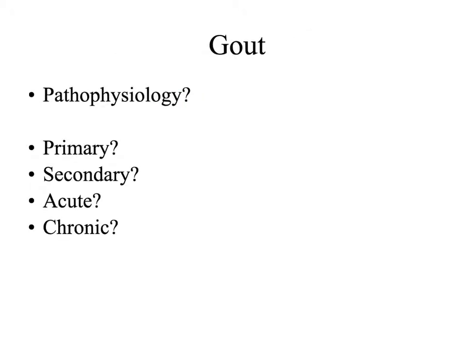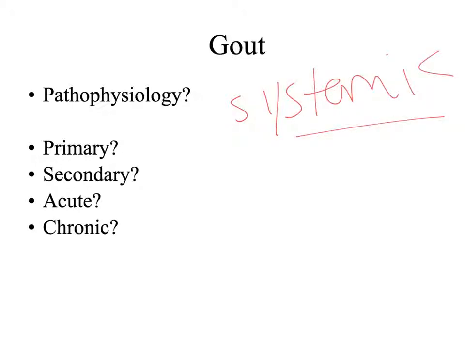Gout is our final arthritis that we're going to talk about for this presentation. We know a little bit more about the cause of gout. It's also known as gouty arthritis. It's systemic, so remember those key words in some of these arthritis types. Basically, what happens here is urate crystals deposit in the joints, causing inflammation within the joints. Very, very painful arthritis.